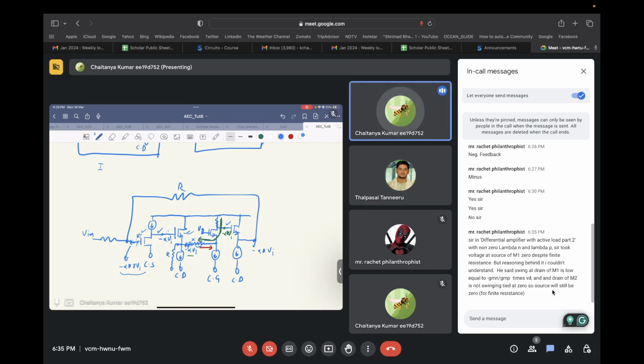Thank you, sir. Thanks. So we have one question over here. In the differential amplifier with active load part 2, with non-zero lambda n and lambda p, sir took the voltage at the source of M1 as 0 despite finite resistance. I couldn't understand the reasoning behind it, given that the swing at the drain of M1 is low, equal to minus gmn over gmp.